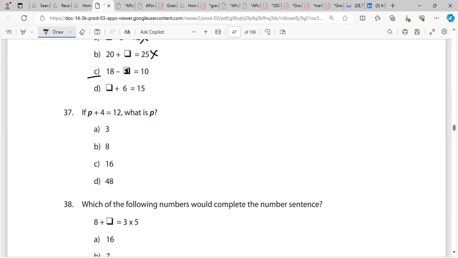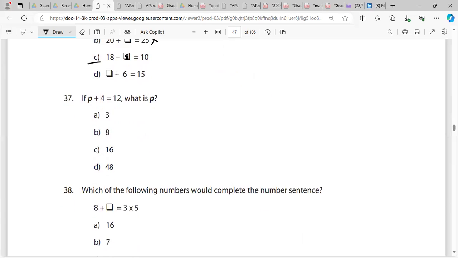If P plus 4 is equal to 12, what is the value of P? Now, all we have to do is just figure out what number plus 4 gives us 12, and that would be 8. If you want to do it the mathematical way, you can subtract 4, which is to take the opposite of whatever that is. I'll teach you guys this in summer school. Don't worry yourself, guys.